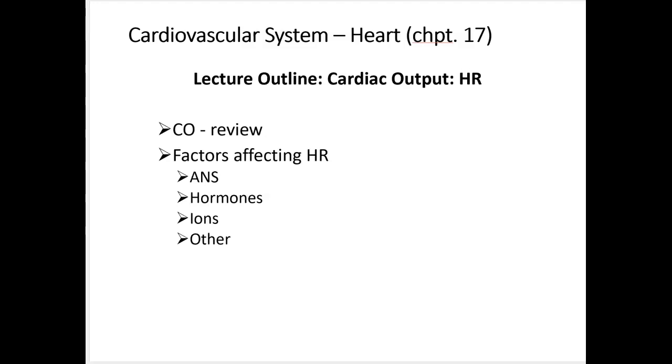Hi, in this lecture, we are going to continue our study of the cardiac output by looking at heart rate. Now, we talked already about cardiac output and we looked at stroke volume, so I'll just do a real quick overview of that. And then we're going to jump right into what are the main factors that affect our heart rate. So we'll be looking at the ANS, the autonomic nervous system. Remember, that is the parasympathetic and sympathetic divisions. We will look at some hormones, some ions, and then we have a category of other factors.